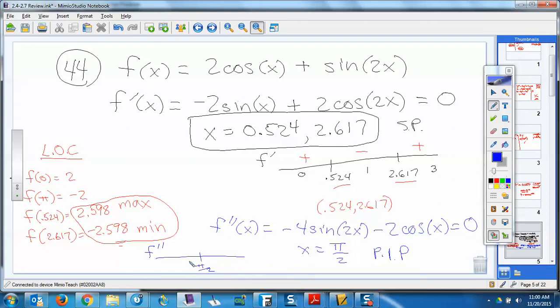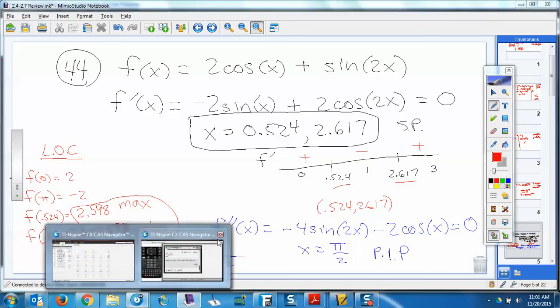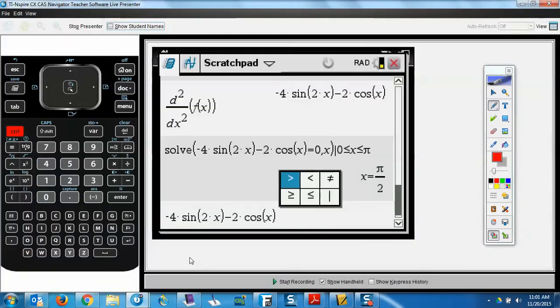Pi halves is 1.57, so I could put a 1, I could put a 2, right? Pi halves is 1.57 something. So you could plug in pi over 6 and then 5 pi over 6 or whatever, something on either side of pi halves. But since we got a calculator, I typically would just go with those kind of numbers. So now it's an expression. This is not a solve.